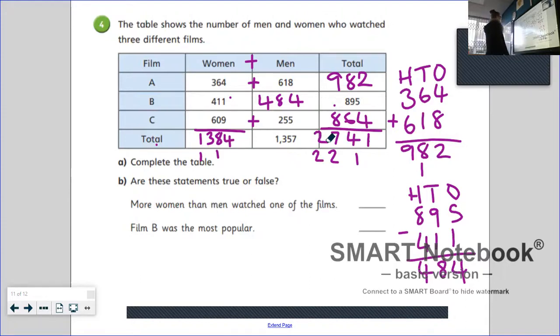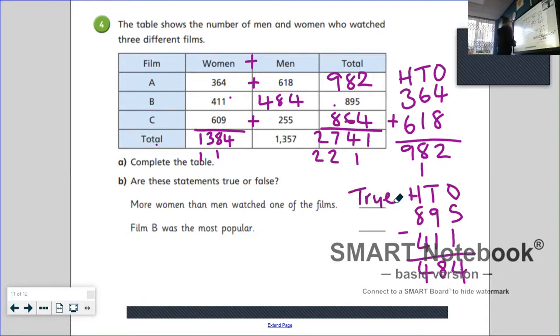And then let's see if these statements are true or false. More women than men watched one of the films. So let's have a look. The table shows men and women who watched these 3 different films. So more women than men watched one of the films. So women, no. So not for A. No, not for B. Yes for C. So that is true.